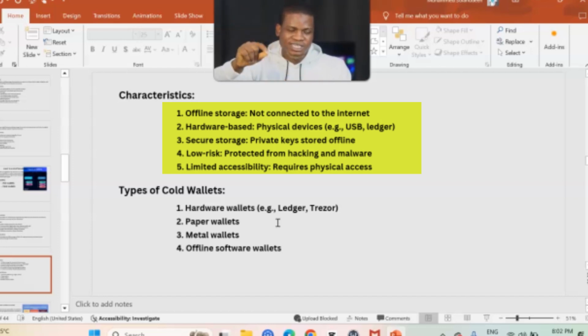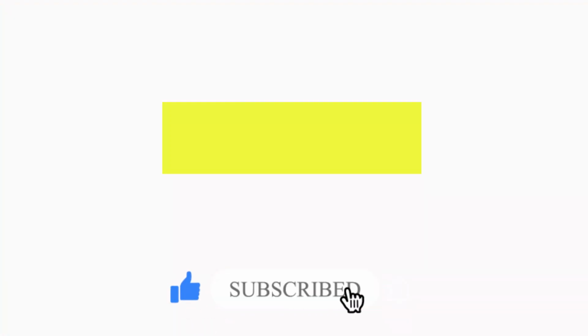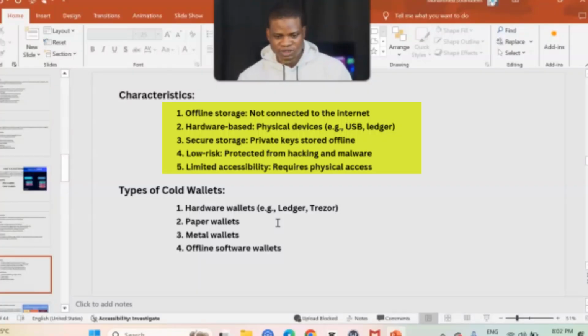Your private keys are stored in your USB or a Ledger. It is a secure wallet, which means your private keys are not stored online. They are rather stored offline. And it is low risk, because it's protected from hacking and malware.